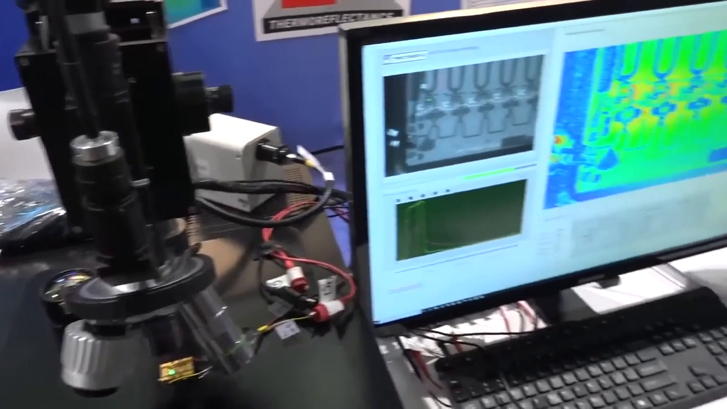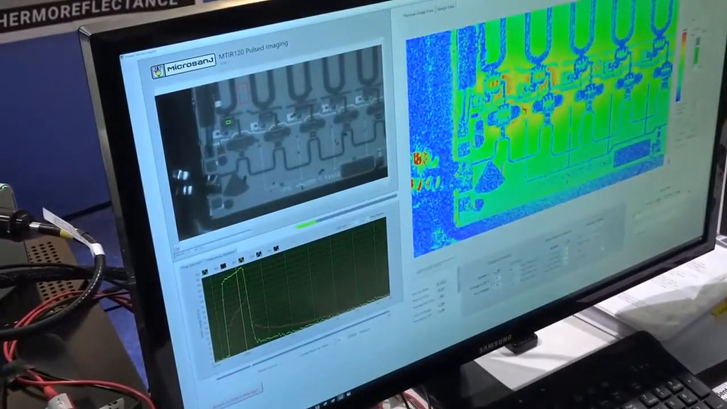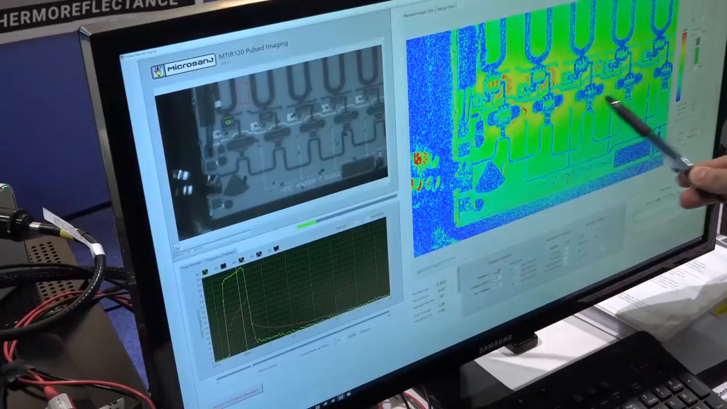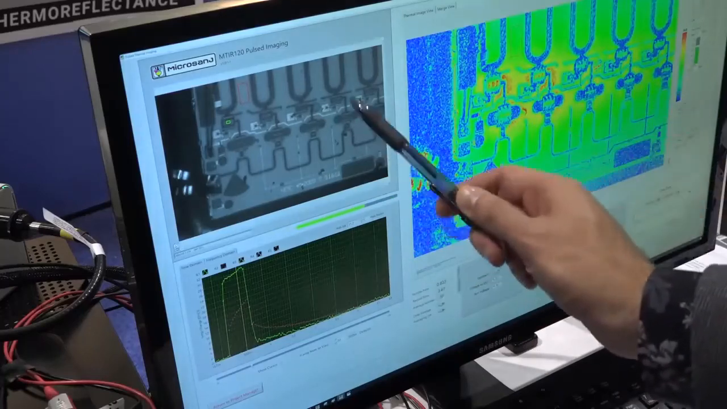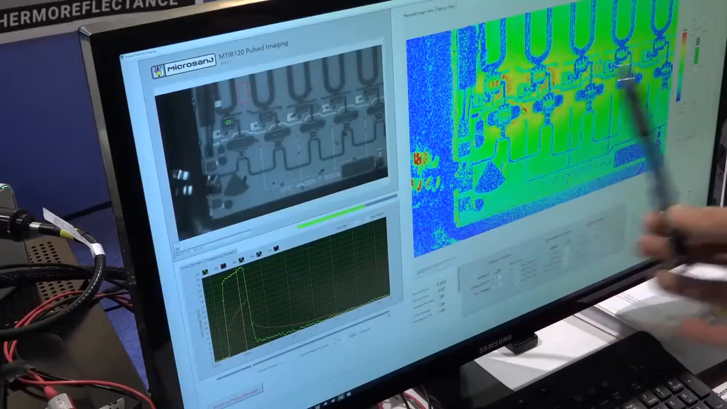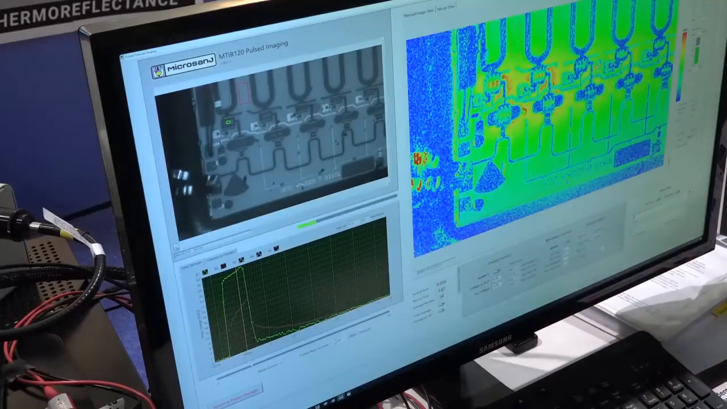So here's an example of that. You can see here directly under the microscope, we are looking at a picture of the MMIC, and here we are seeing the thermal image at the resolution of the optics, and you can capture this at sub 1 nanosecond rates and actually see the flow of electrons and the flow of heat through the system. And this is going to be incredible.